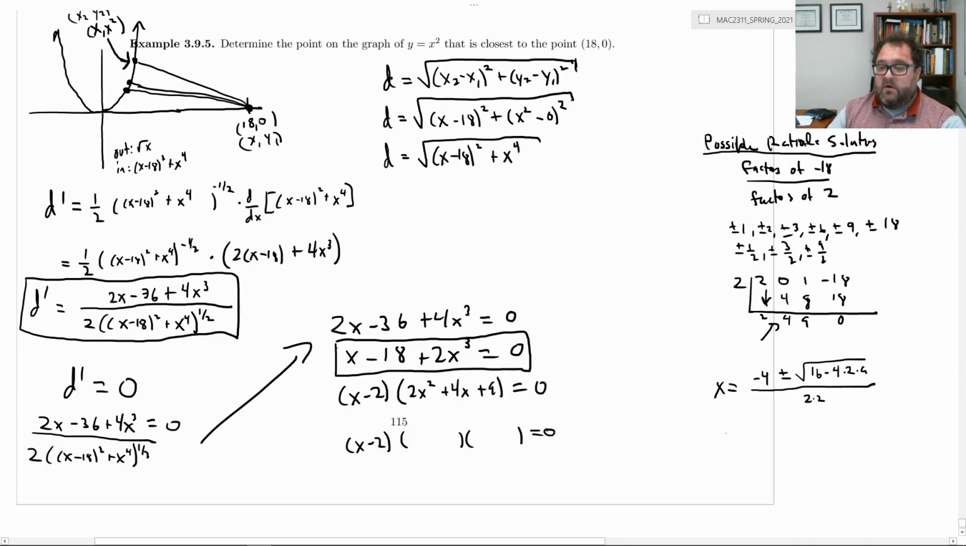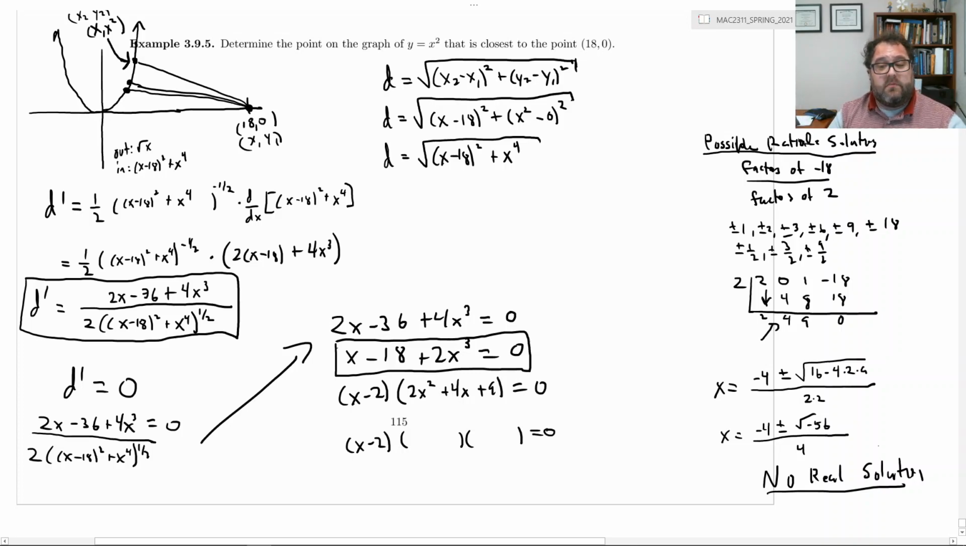What do you notice over here? x equals negative 4 plus or minus, we have 16 minus 4 times 2 times 9. 4 times 2 is 8, times 9 is 72. So 16 minus 72 is negative 56. So we get plus or minus root negative 56 over 4. What does that tell you? No real solutions. They're going to be imaginary solutions, complex solutions.